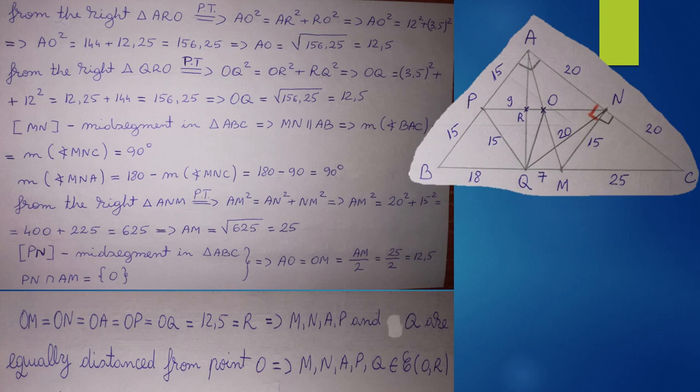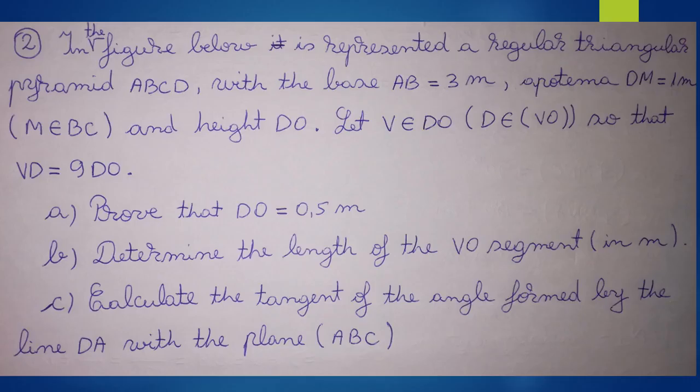OM is equal to ON, which is equal to OA, which is equal to OP, which is equal to OQ, which is equal to 12.5, and this represents the radius of the circle circumscribed to the triangle. So M, N, A, P, and Q are equally distant from point O. From this results that M, N, A, P, and Q belong to a circle.